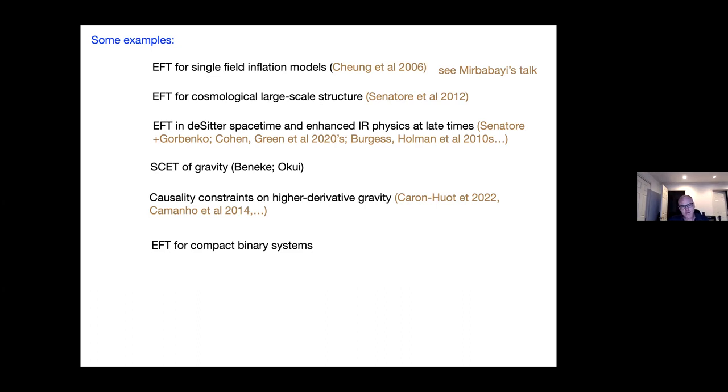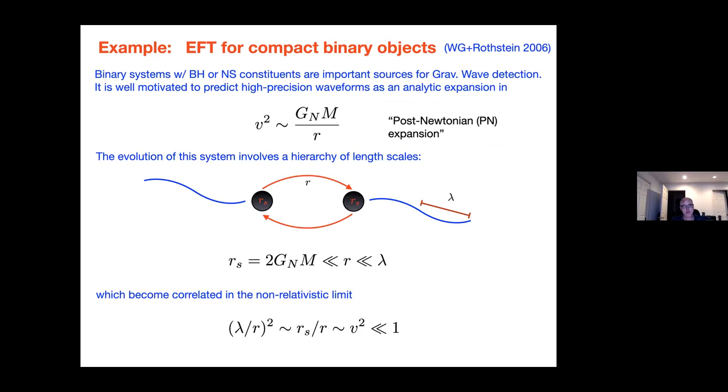These examples all exhibit the kind of general features that I mentioned in the previous slide. But the one that I'm most familiar with and want to describe now in some detail is an effective field theory for compact binary systems, as an effective field theory of gravity. So the effective theory that I'm going to describe with however much time I have left is an effective field theory that describes the dynamics of binary neutron stars or black holes. For the sake of this talk, I'll just call them black holes and think about black holes.